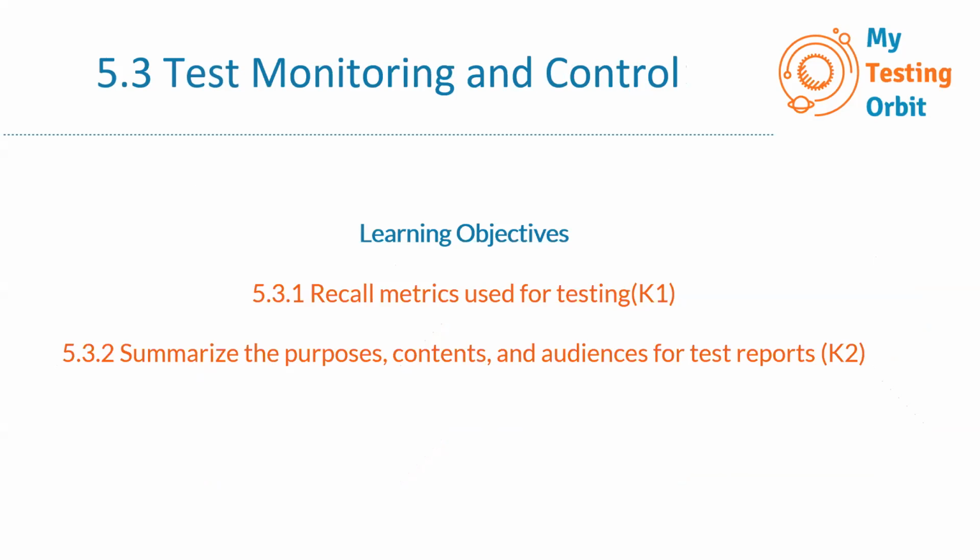All right, so the next section is test monitoring and control. So we are done with test planning and estimation, and the next section is test monitoring and control. In this section, we have 2 learning objectives. The number 1 is recall metrics used for testing. Number 2 is summarize the purposes, contents, and audiences for test reports.